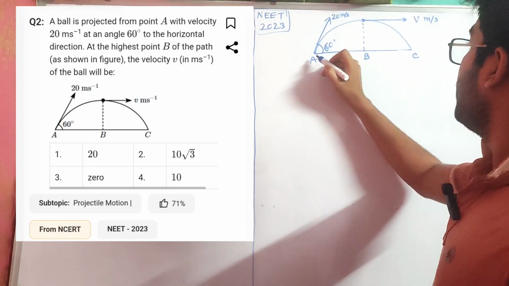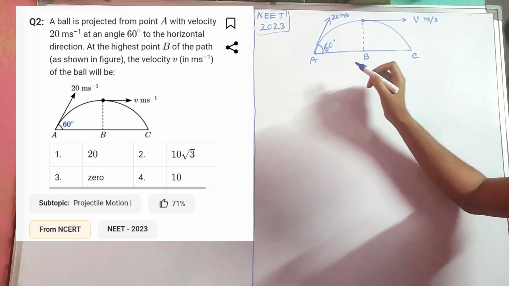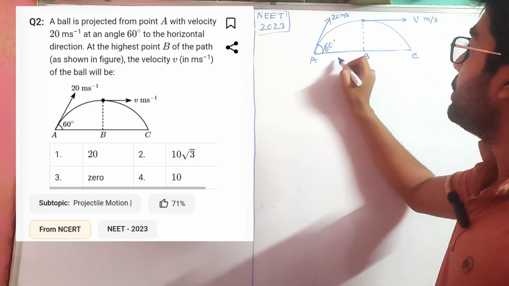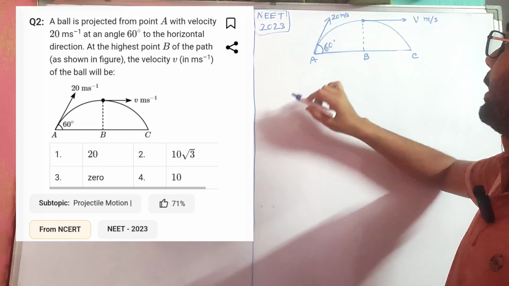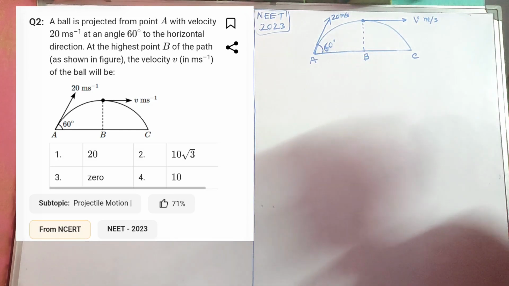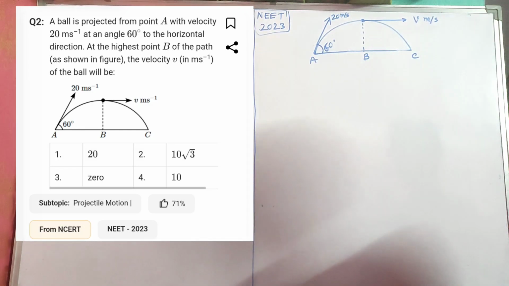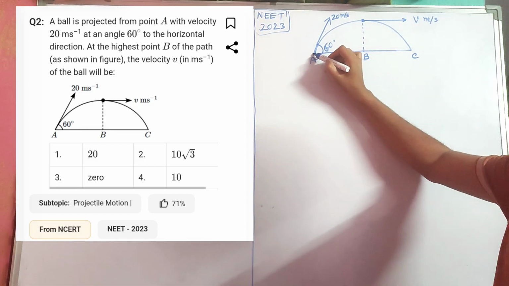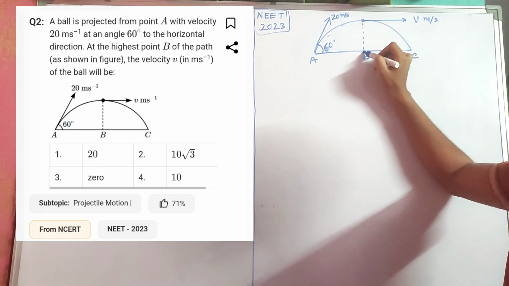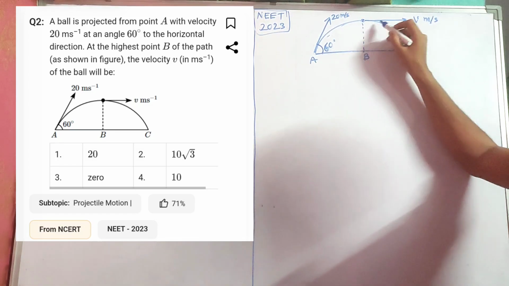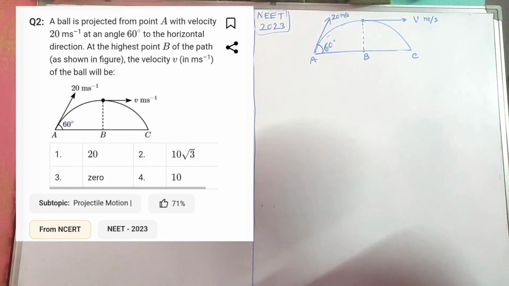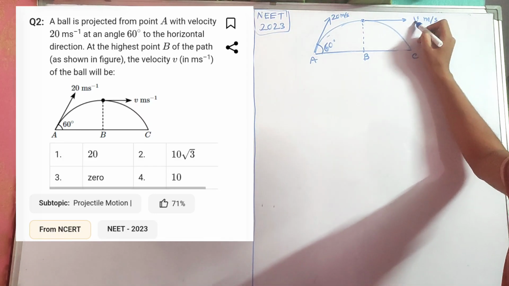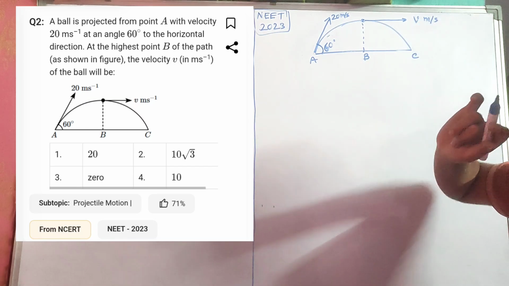This is the figure. A ball is thrown with a horizontal angle of 60 degree and thrown with a velocity of 20 meter per second. Initial velocity is 20 meter per second. And when this ball flies to the maximum point, then the velocity is v. How do we calculate the value of v?